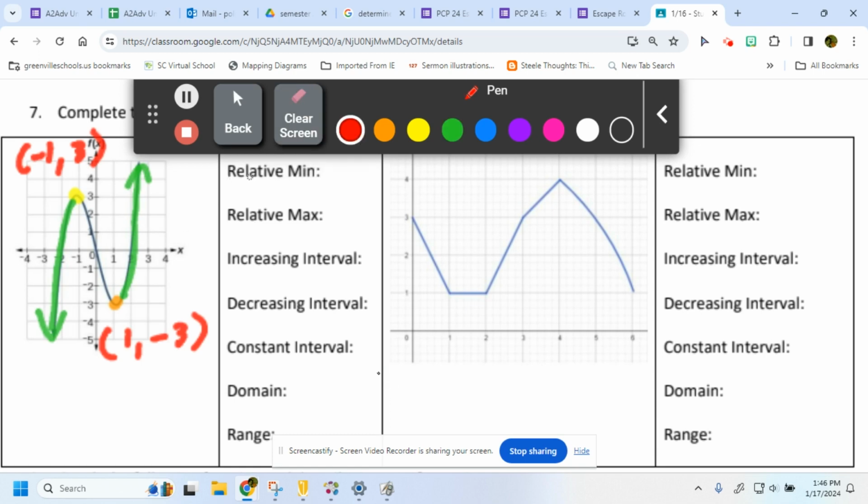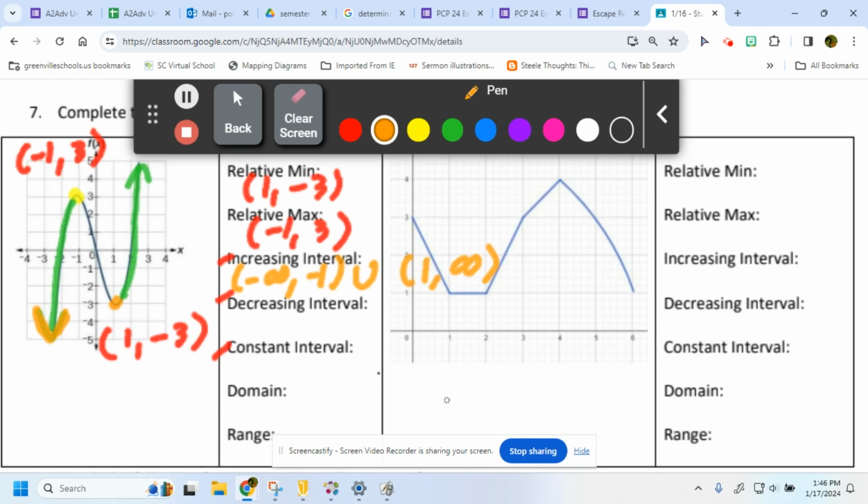Okay, let's write our answer here first. So the relative minimum is 1 comma negative 3, relative max is negative 1 comma 3. The increasing interval: you remember when you're writing the increasing, decreasing, and constant interval, you're going to go from left to right. You only look at the x value. This is negative infinity coming from the left side. For the increasing interval, it starts from negative infinity up to the x value here on the yellow point on the max, which is negative 1. Union, because there's another time it's going up, starting at 1 to the right side, infinity.